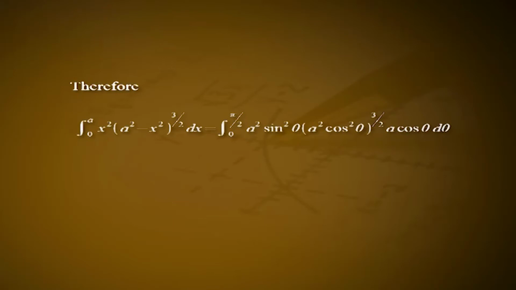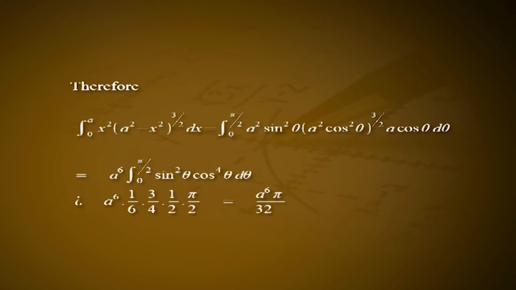Therefore, integral from 0 to a of x²(a² − x²)^(3/2) dx is equal to integral from 0 to π/2 of a² sin²θ (a² cos²θ)^(3/2) × a cos θ dθ, which is equal to a⁶ × integral from 0 to π/2 of sin²θ cos⁴θ dθ, which is equal to a⁶ × 1/6 × 3/4 × 1/2 × π/2, which is equal to a⁶π/32.